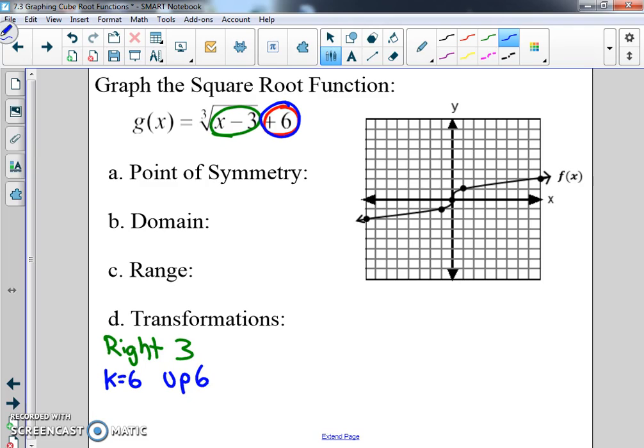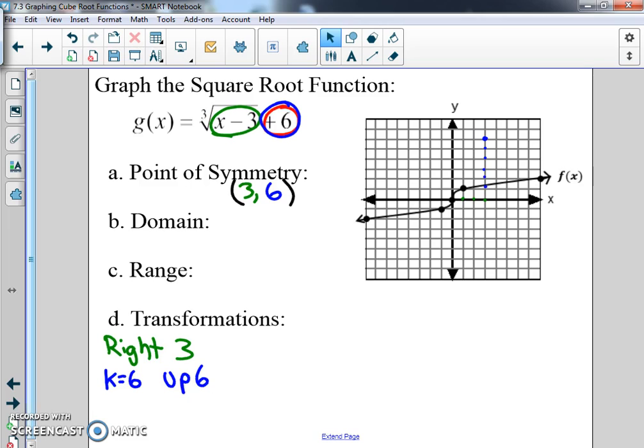Starting from our point of symmetry originally, I'm going to go to the right 3: 1, 2, 3, and then I'm going to go up 6: 1, 2, 3, 4, 5, 6. And this is now going to become my new point of symmetry. My new point of symmetry will be (3, 6), based on my transformed function.